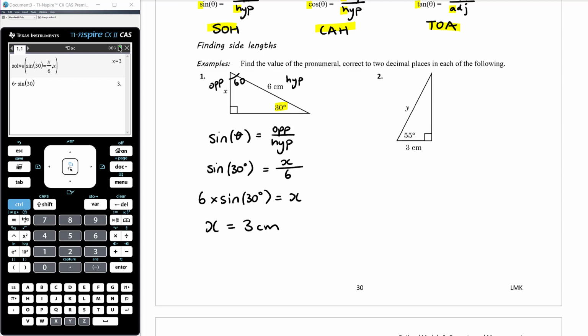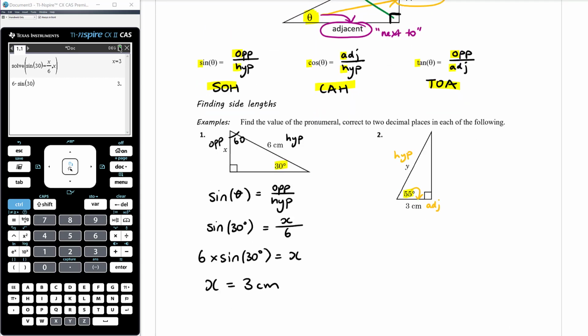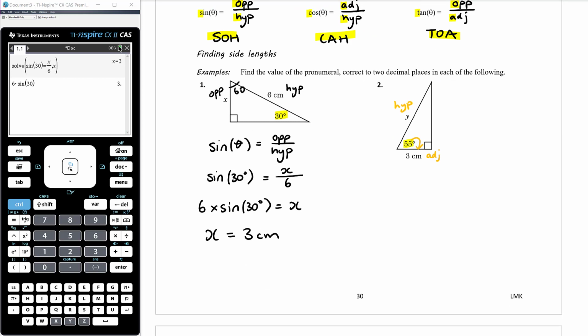Okay, let's have a look at question 2. So here we've got this angle of 55, which means that 3 centimetres is the adjacent side length, and y, which is opposite the right angle, is the hypotenuse. So we've got adjacent and hypotenuse. So going back up here, adjacent and hypotenuse means we're going to use cosine. So we know that cos of theta is equal to adjacent over hypotenuse. That is cos of the angle, which in this case is 55 degrees, is equal to the adjacent side length, which is 3, over the hypotenuse, which is y.